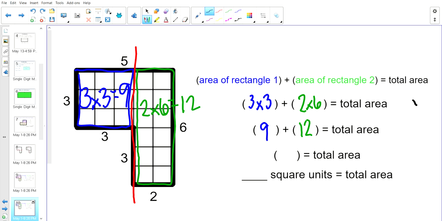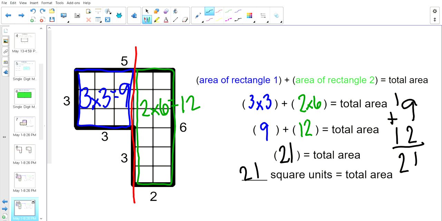I'm going to add these numbers vertically to make sure that I add them correctly. Carefully regrouping any tens that I make. 9 plus 12 equals 21. So the total area of this entire figure is 21 square units.